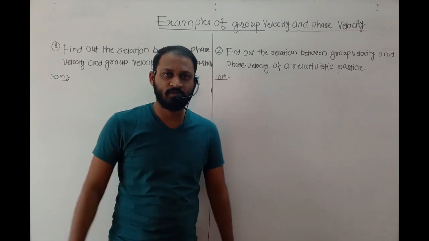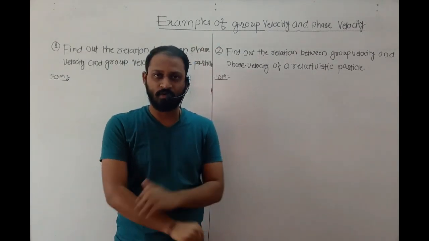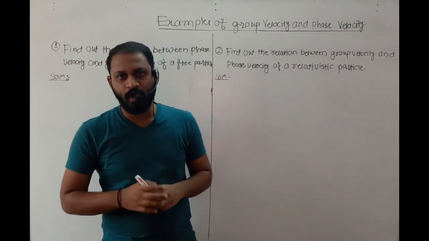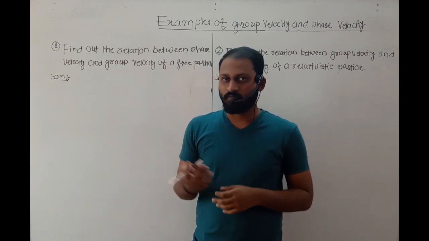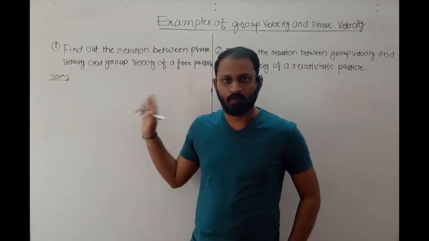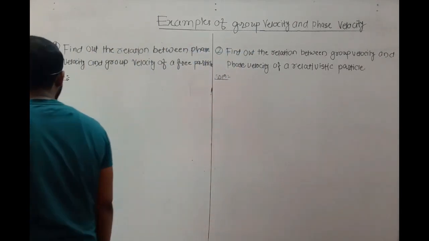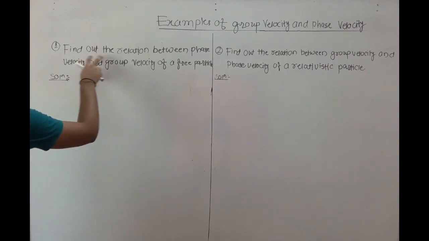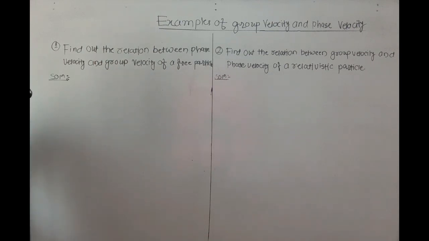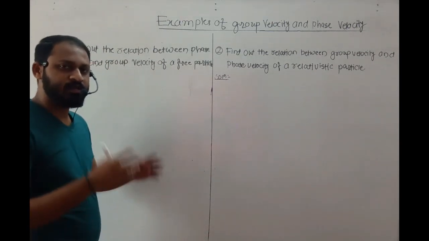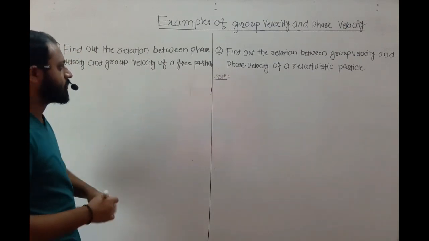In this lesson, we are going to discuss some examples of group velocity and phase velocity. In the last lecture, we discussed all the concepts and formulas which are going to be useful in solving the problems. Now see the first problem. What they have given: find the relation between the phase and group velocity of a free particle.